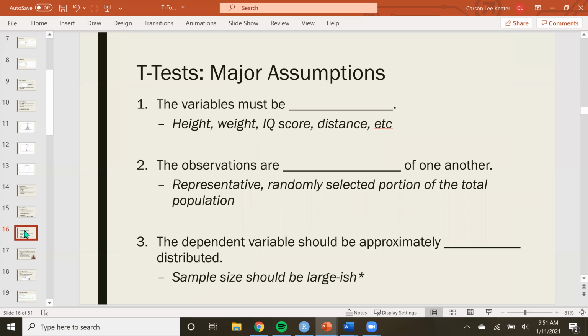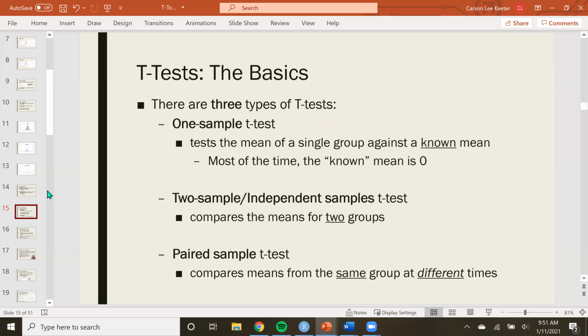Now with that, we'll move on. I'm going to stop the video, and then we'll move on to the components of a t-test, and we'll just go from there.